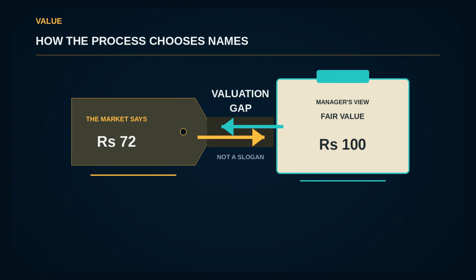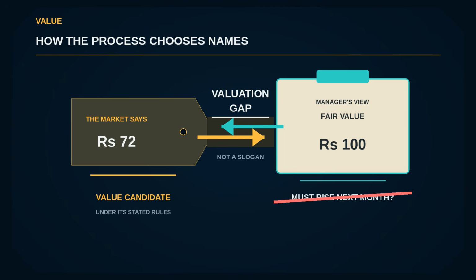When price is below that fair view, the process may treat the name as a value candidate under its stated rules. That gap is the idea. Value does not mean the stock must rise next month, and it does not guarantee the style will outperform every market cycle. Read the stated selection process first, then check whether holdings look consistent with that process.